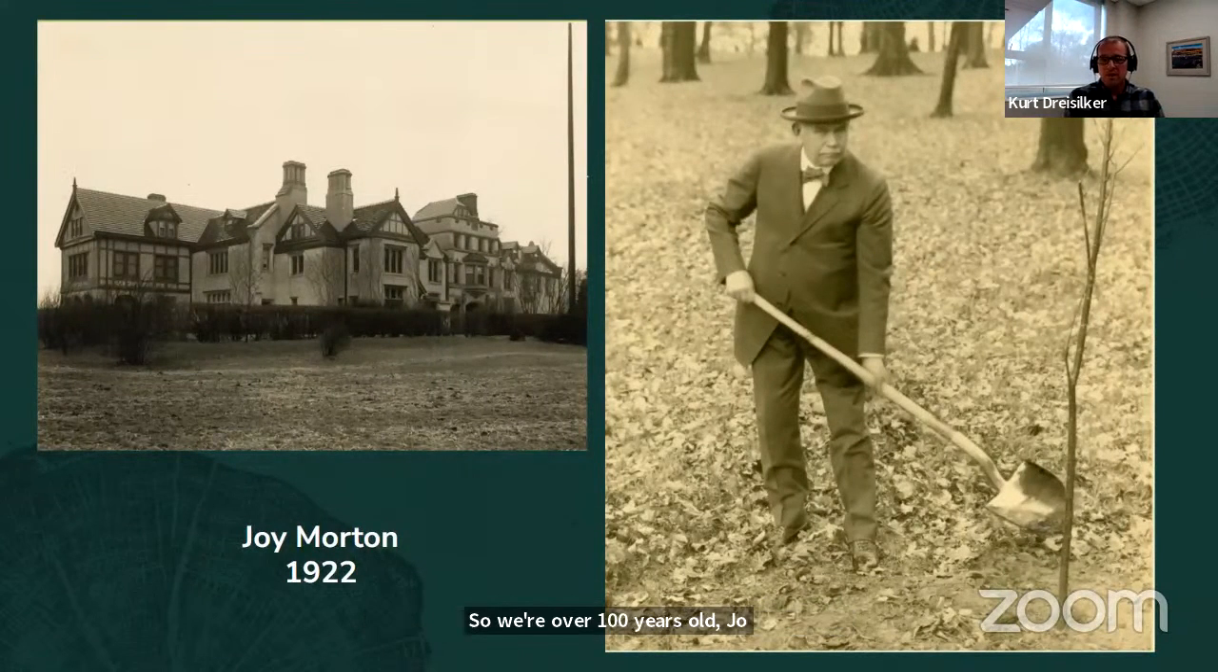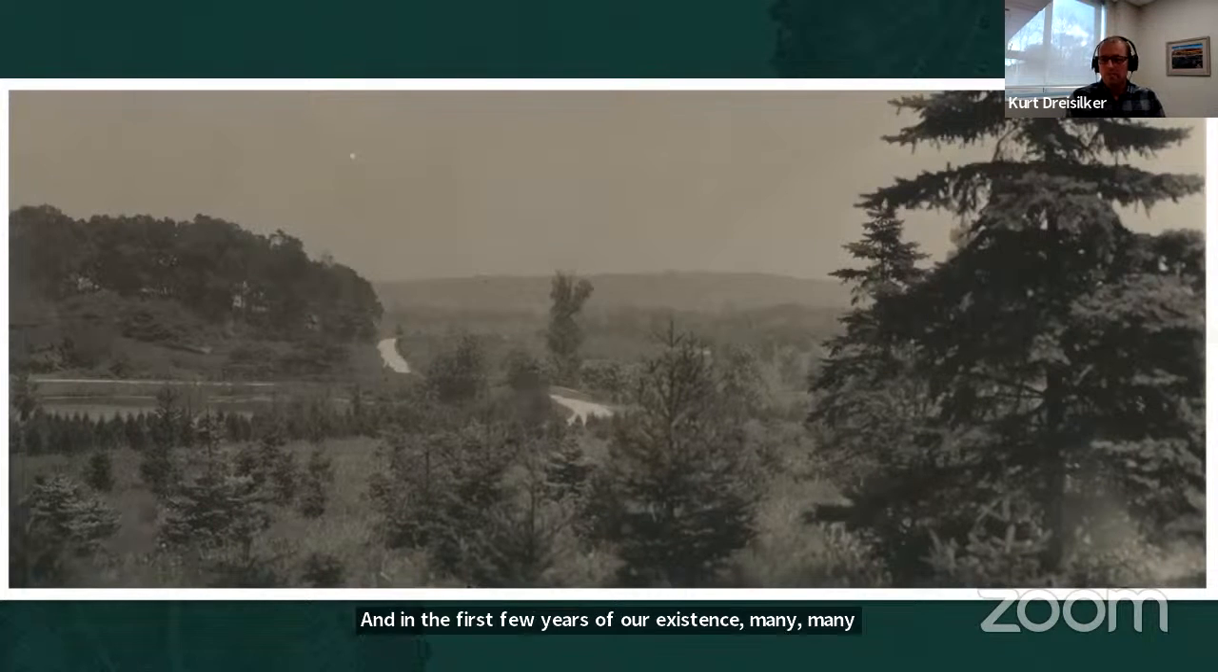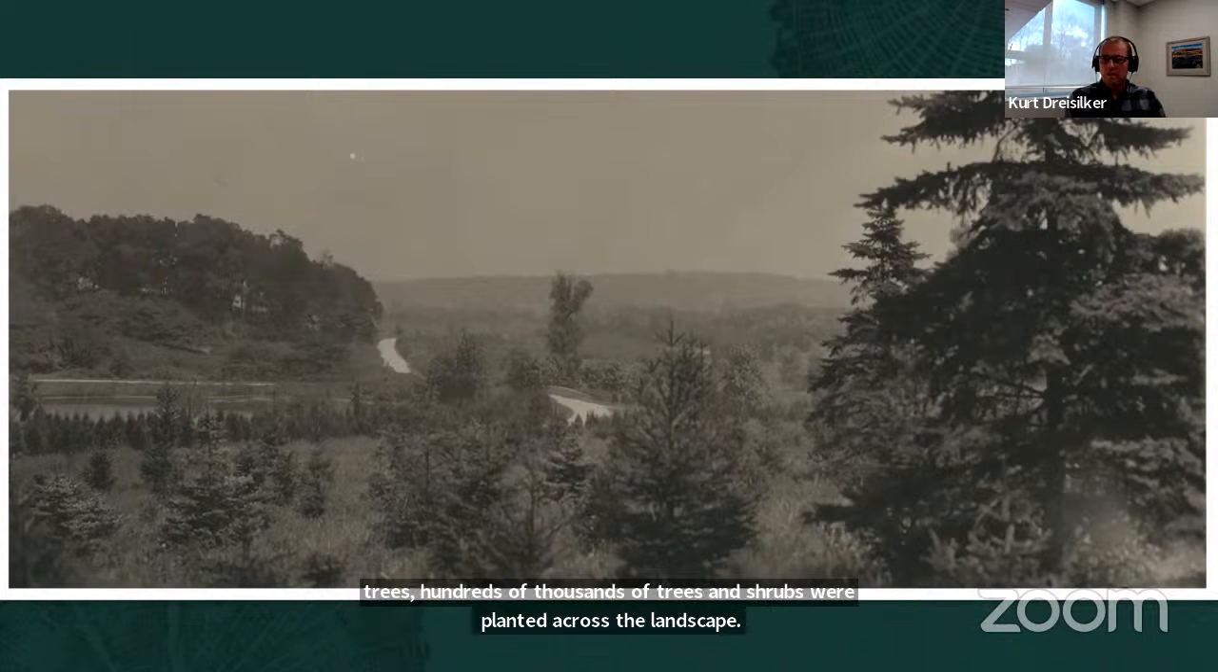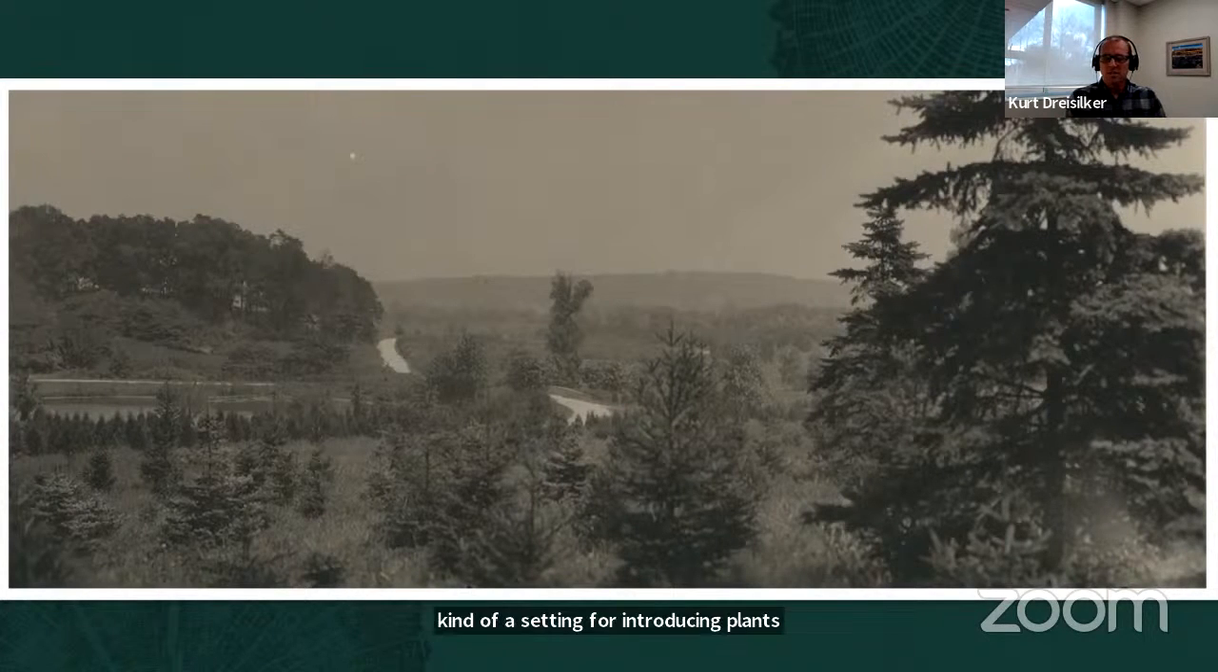We're over 100 years old. Joy Morton founded the Morton Arboretum in 1922. You can see a picture of his lovely estate and a picture of him planting a tree back then. In the first few years of our existence, hundreds of thousands of trees and shrubs were planted across the landscape. This is an image from back then, looking across the entire Arboretum, where you can see lots of introduced plants and trees growing all across the landscape. So this is a setting for introducing plants into a landscape context before we even knew about plant invasions.